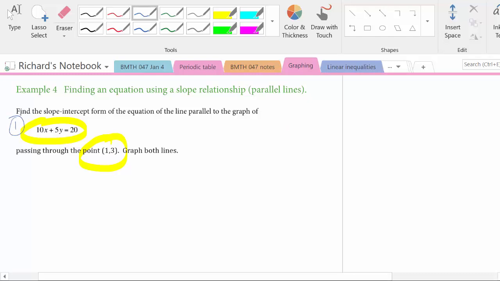What this will do for me is enable me to identify the slope of equation number 1, the graph of equation number 1. The slope of the other graph must be the same because the lines are parallel. Lines that have the same slopes are parallel. Here we go, equation number 1.